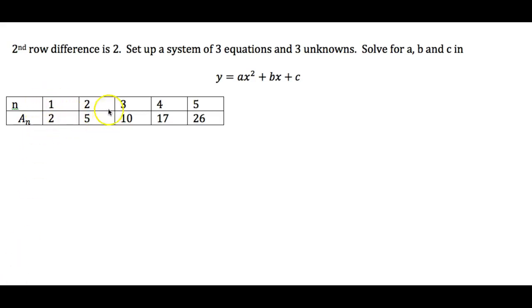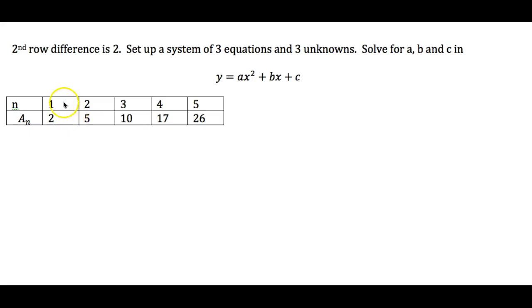Okay, so if we want to set this one up, what I do is I set this into a t-chart so I can see each one of these values. Since I need three equations, three unknowns, I'm going to use these first three terms. So with the linear, I use the first two. Quadratic, I use the first three. And I'm doing this with the computer, so I'm not writing this out just because it's a lot neater if I do it with the computer.